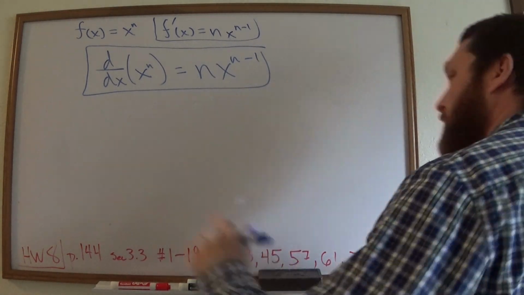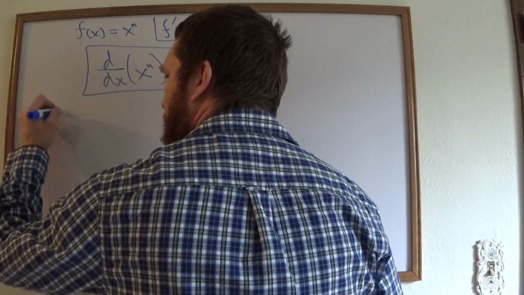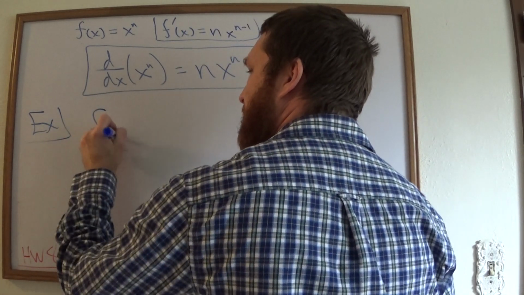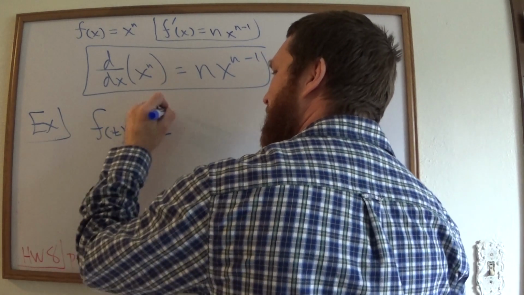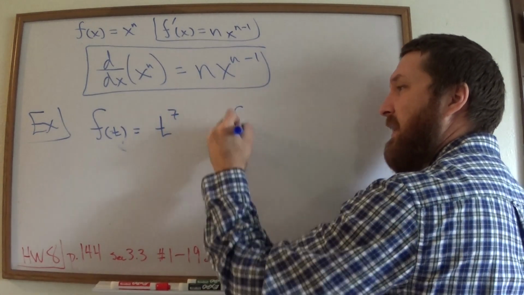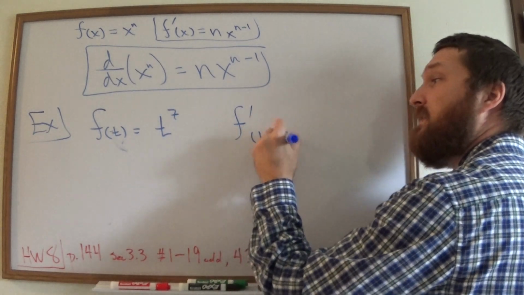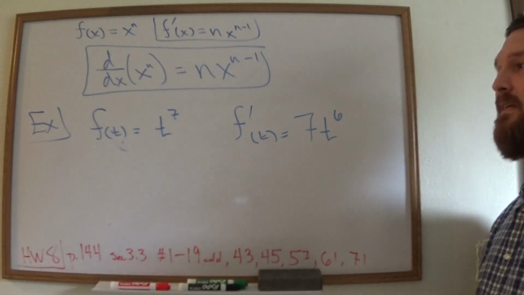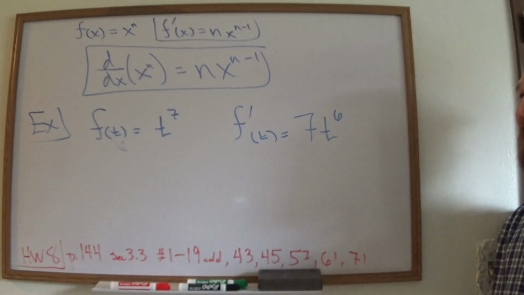So here's an example. Let f of t equal t to the 7th. Then f prime of t equals 7t to the 6th. Yep, that's it. It's that easy. Isn't that great?